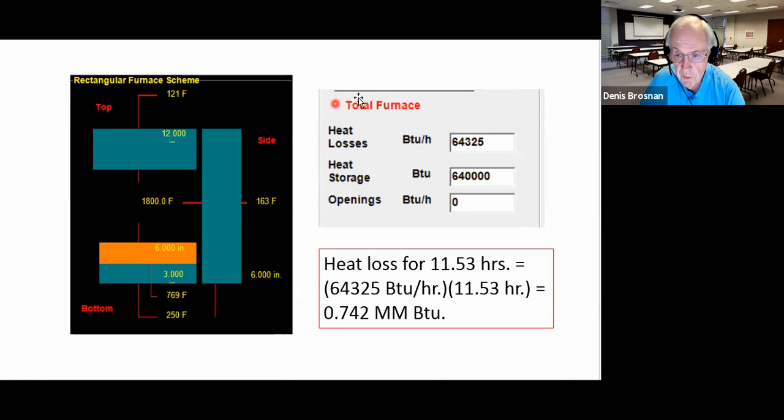So from this, you can read the total furnace heat loss, 64,325 BTUs per hour. So 64,325 BTUs per hour times 11 hours of heating up is going to be 0.742 million BTUs. We're going to have a heat storage of 640,000 BTUs in the storage.